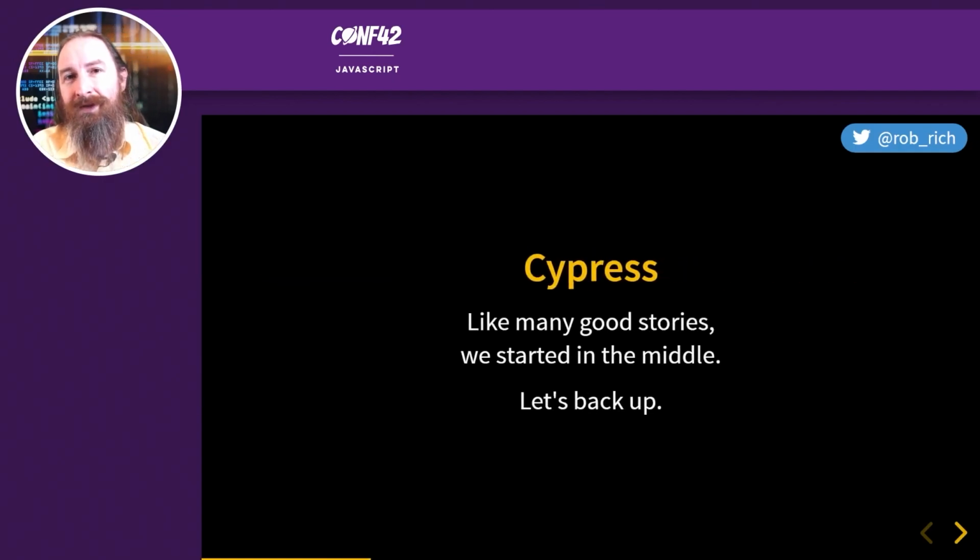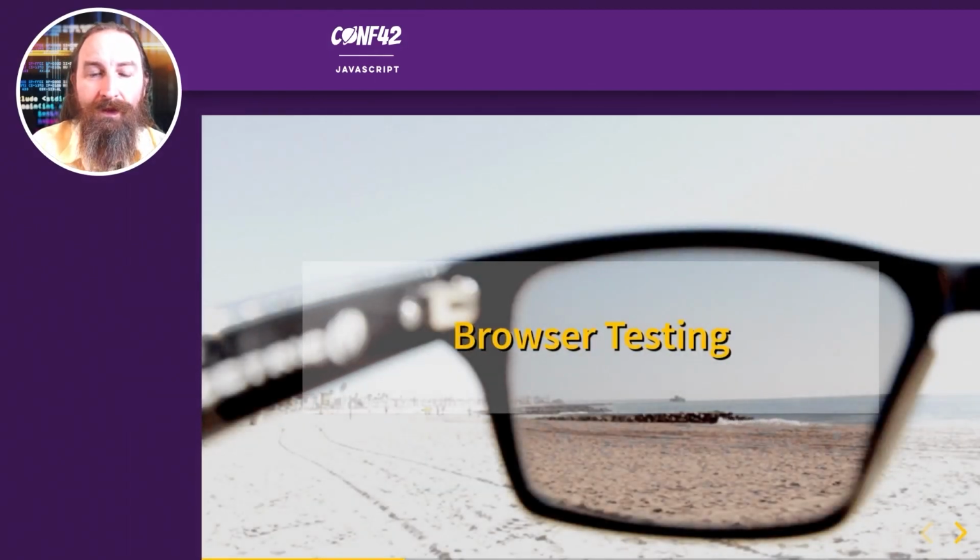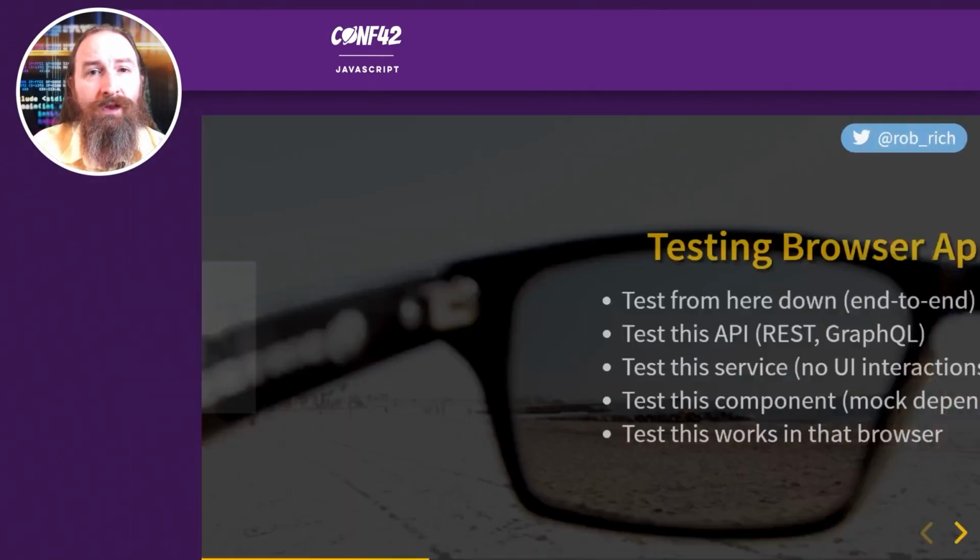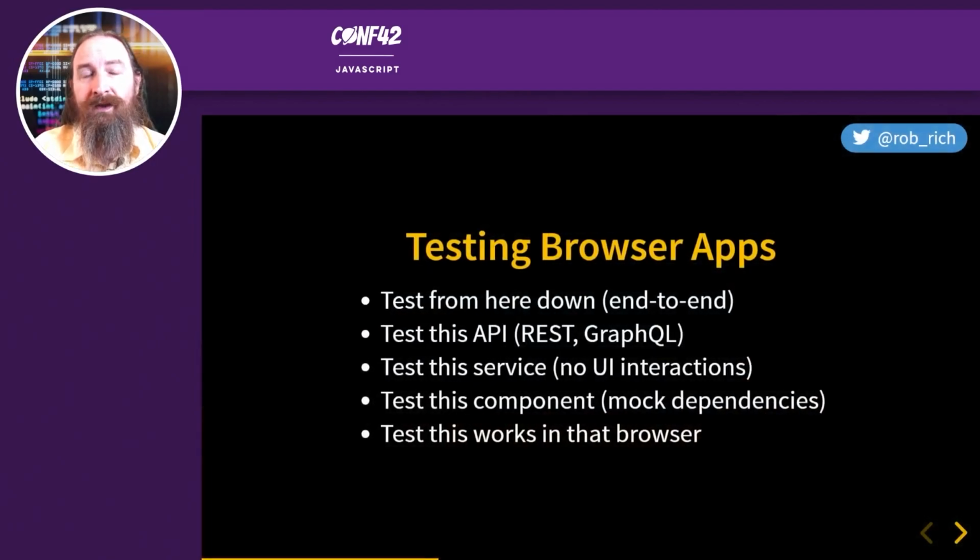And so like many good stories, we started in the middle. Let's back up a little bit. As we look at browser testing, there's lots of different categories. We might test a specific function, we might test a component, we might test a service, a web service, we might hit an API, we might test from here down. Now each of these are various types of tests and they'll need different tools.